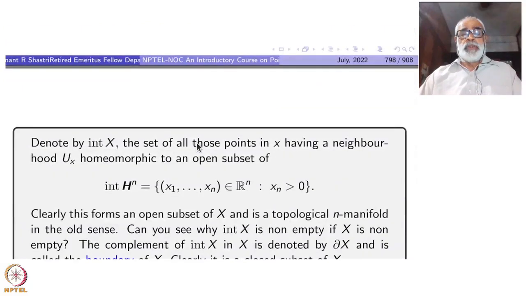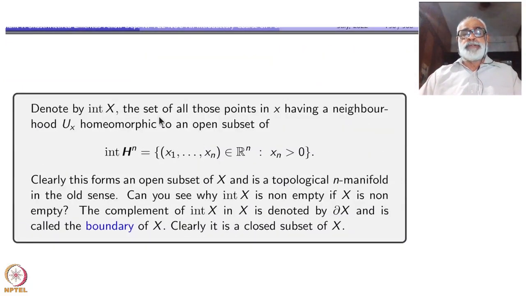Okay. Let us denote by interior of X the set of all points x having a neighborhood Ux homeomorphic to an open subset of interior of Hn itself. You see, there are two parts. One may be just Hn, but this is a stricter condition, homeomorphic to interior of Hn, okay, namely all x with the nth coordinate bigger than 0. So take such points, then they will form automatically a manifold, namely a topological manifold in the old sense, right.